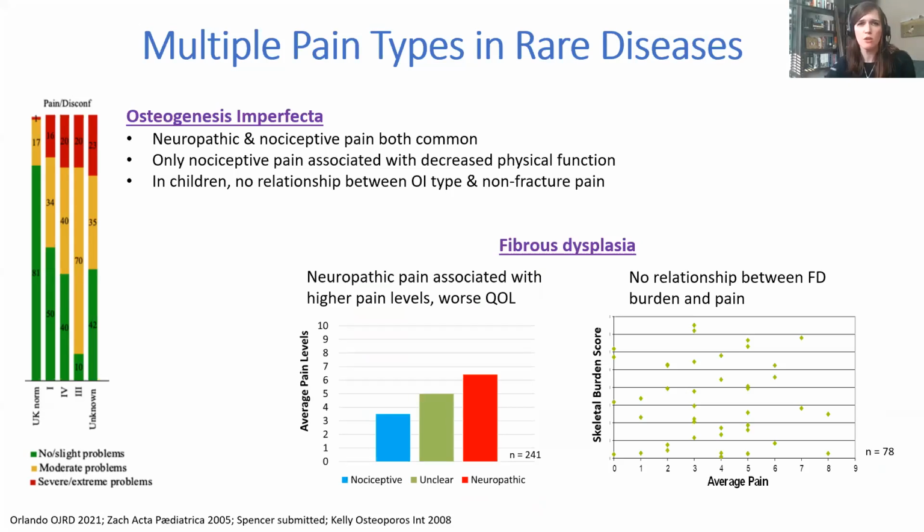Fibrous dysplasia also can present with both nociceptive and neuropathic pain. In FD patients, neuropathic pain is associated with having higher pain levels and worse quality of life. And similar to OI, we don't see any relationship between pain and disease severity. So even patients with trivial amounts of FD can have severe pain, and patients with severe FD can have very little pain. It's not consistent.